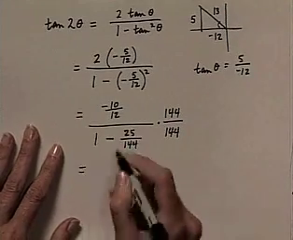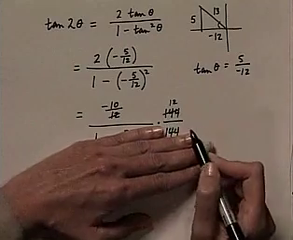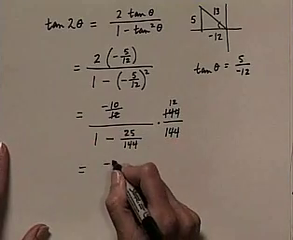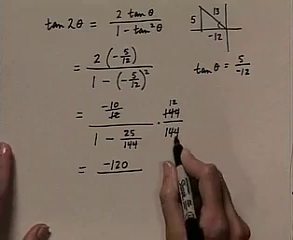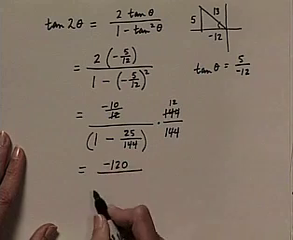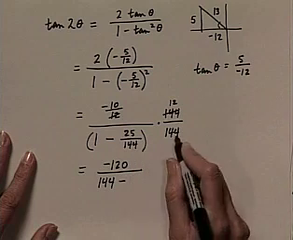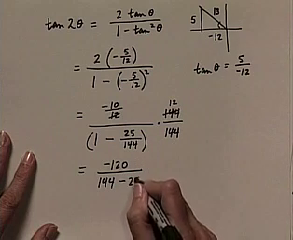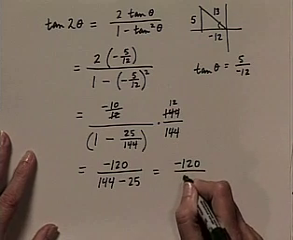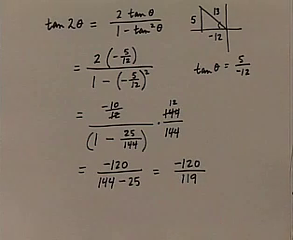In the numerator, the 12 will divide out with the 144, and we'll end up with our other factor of 12. We'll multiply that times negative 10 to give us negative 120. In the denominator, we'll have to do a distributive property. 144 times 1 will be 144, minus this fraction 25 over 144 times 144, which would be minus 25. And then we come up with a negative 120 divided by 119. And that gives us our value for the tangent of 2 theta.